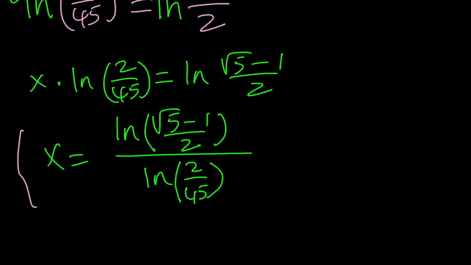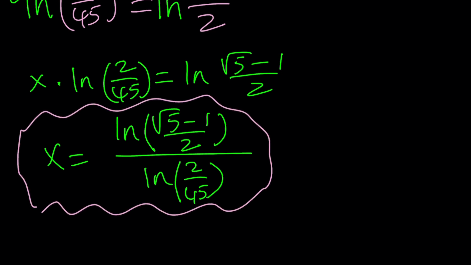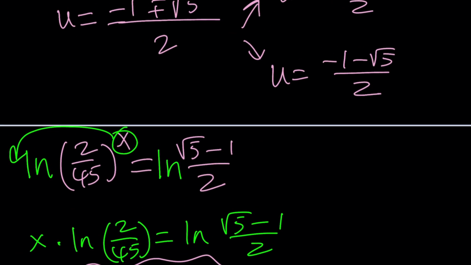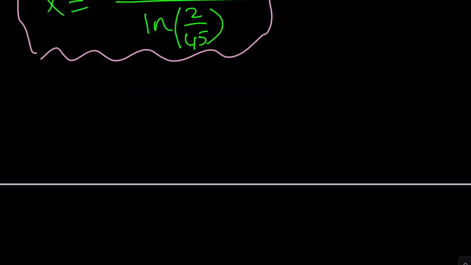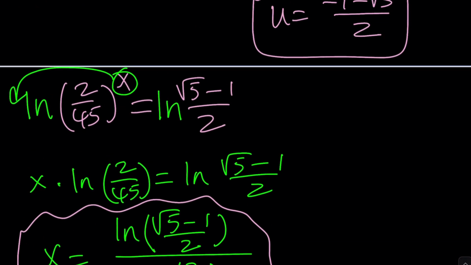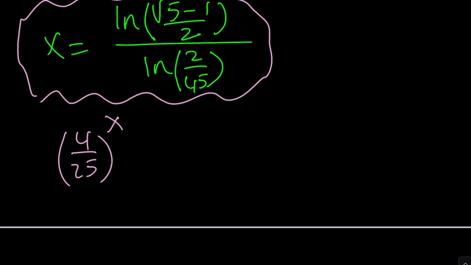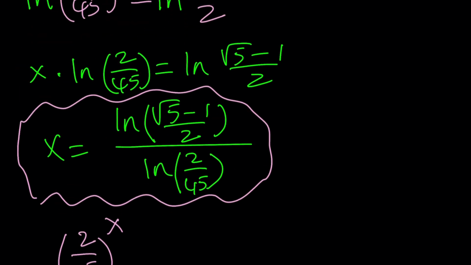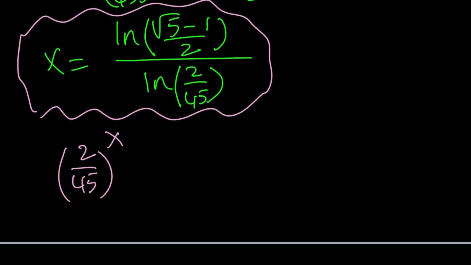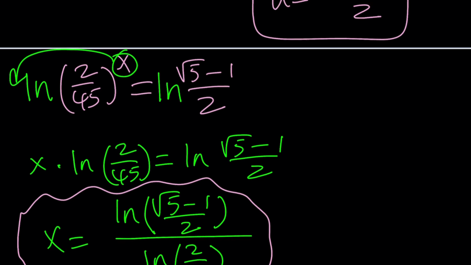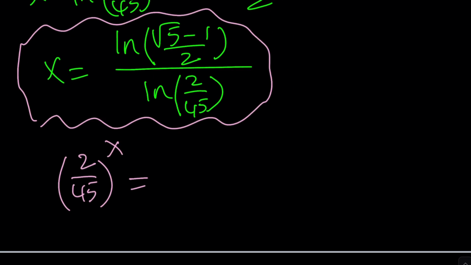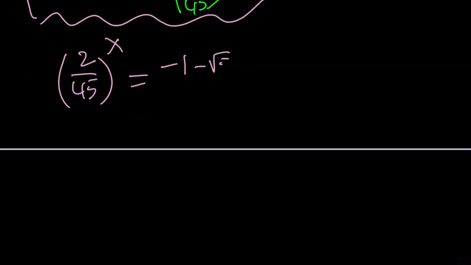But what about the other solution? That value is negative, so it's interesting. Let's go ahead and do it. Same thing, 2 over 45 to the power x. Oops, I don't know why I keep writing the wrong numbers. 2 over 45. Okay, here we go. I'm going to set this equal to the second u value, which is this one, negative 1 minus root 5 over 2. You can write it either way, but it doesn't matter.